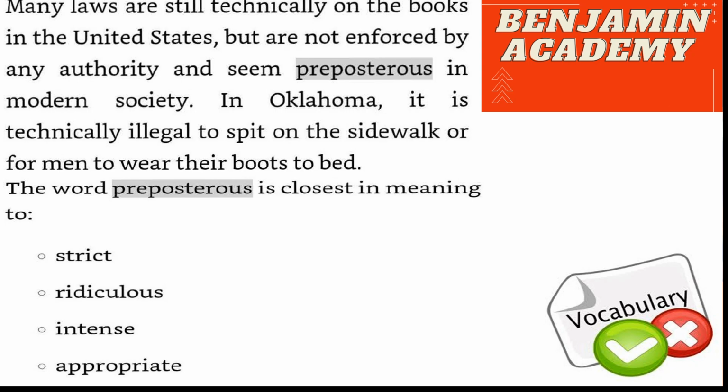Ridiculous. The examples are the laws. Doesn't it seem ridiculous that it's illegal to spit on the sidewalk or for men to wear boots to bed? That seems ridiculous to me. So it's the correct answer.